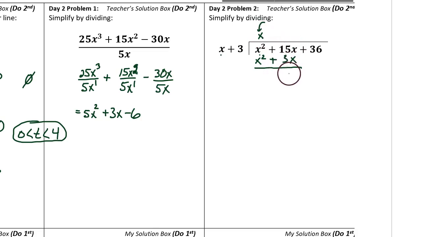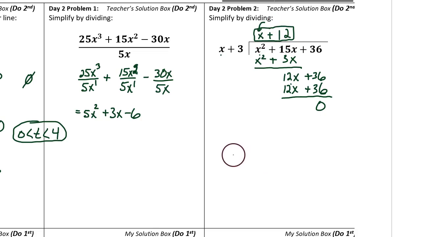15x subtract 3x makes 12x. Bring down the next term. Now let's divide again. The x into the 12x. X times what is 12x? We need a positive 12. 12 times x is 12x, and 12 times 3 is positive 36. Subtract, and you get 0. When the remainder is 0, that tells you you're done. The answer is x plus 12.